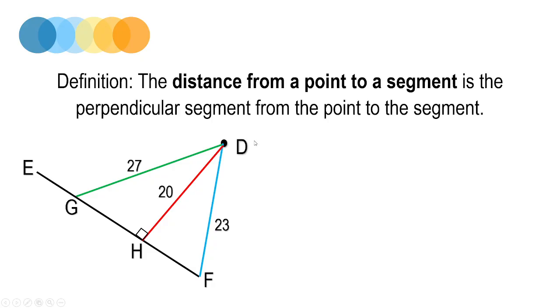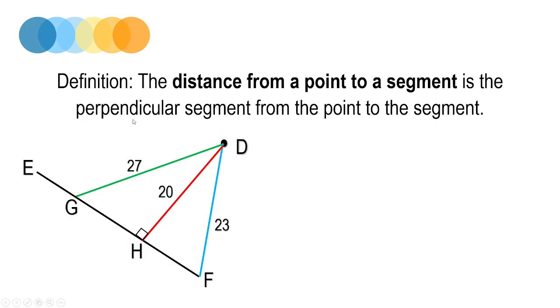You must also talk about the definition of a distance from a point to a segment. If we need to identify the distance from any point to a segment, what is that? Look, point D here and segment EF. We can draw as many segments as we like, right? What segment do you want to draw? I like to draw these three segments, green, red, and blue. But which one is considered as the distance from point D to segment EF?